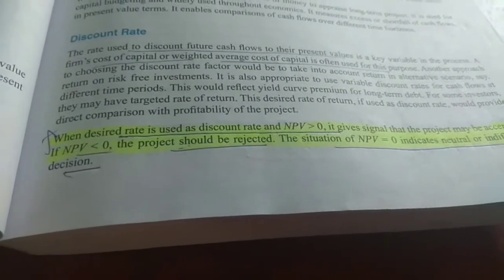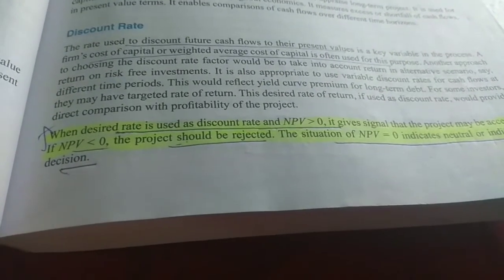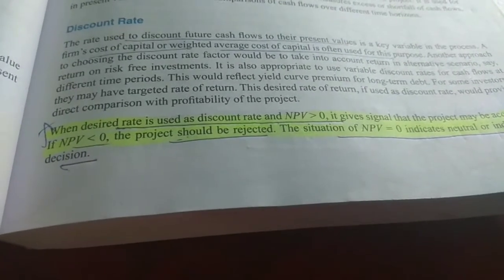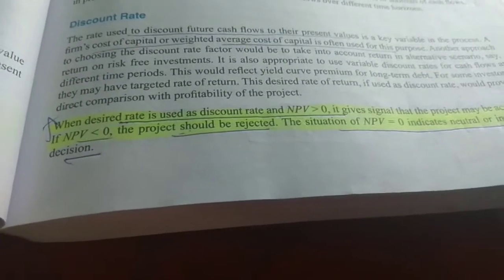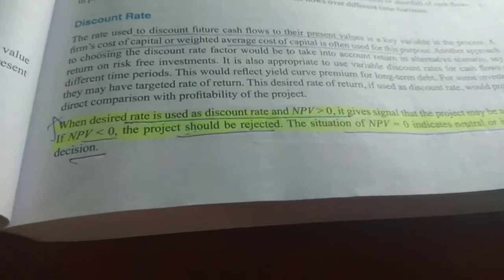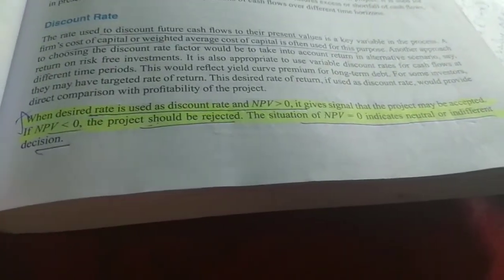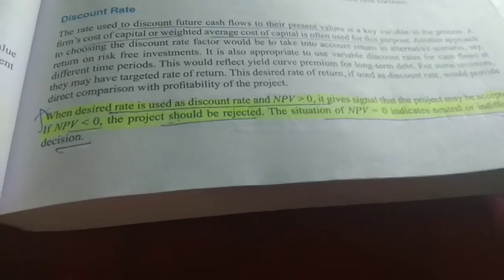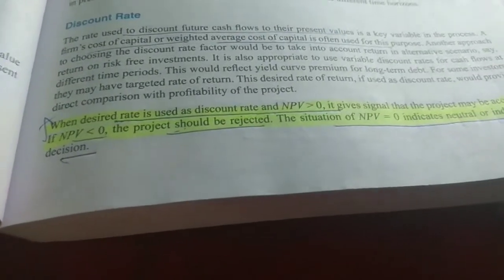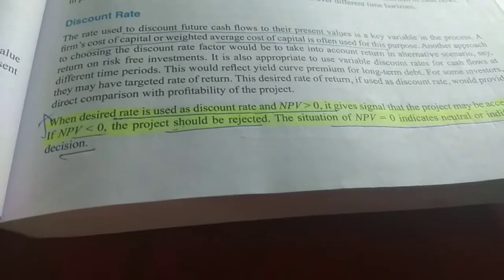If net present value is greater than 0, we can accept the project. The project will be profitable. If net present value is less than 0, the project should not be accepted. And if it is equal to 0, it indicates neutral or indifferent; it can be profitable or cannot be profitable. So it is better to accept only projects with NPV greater than 0.